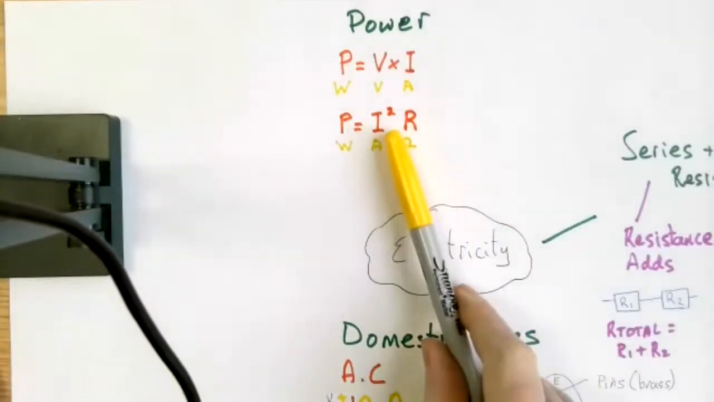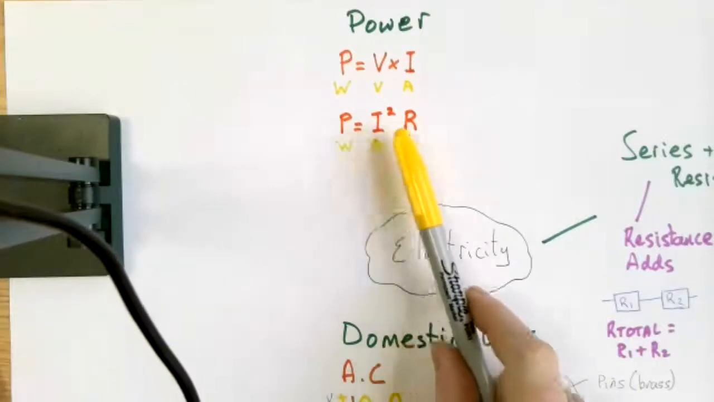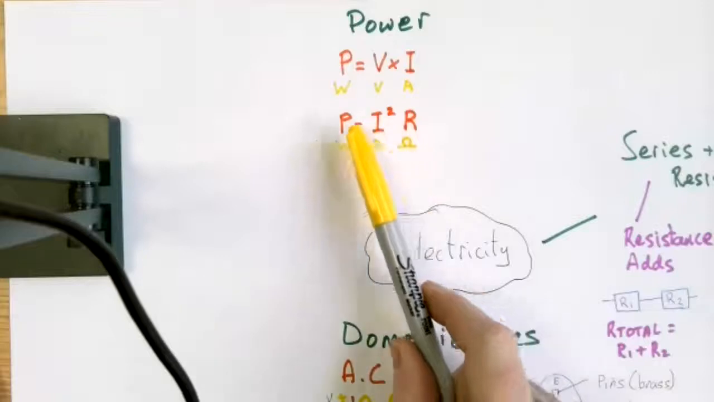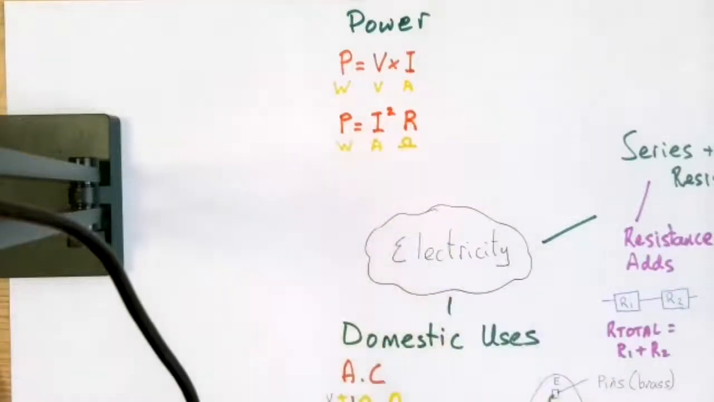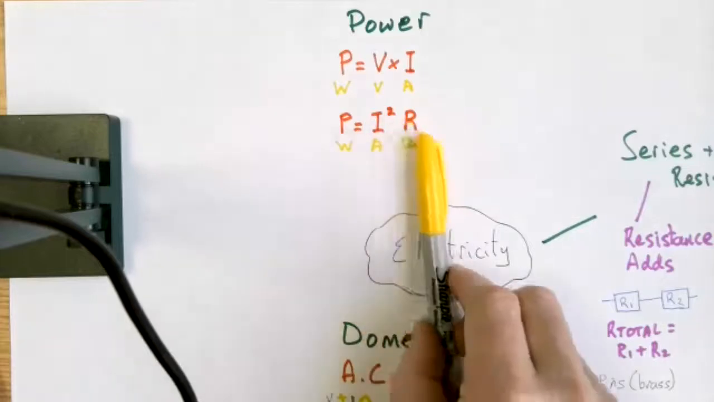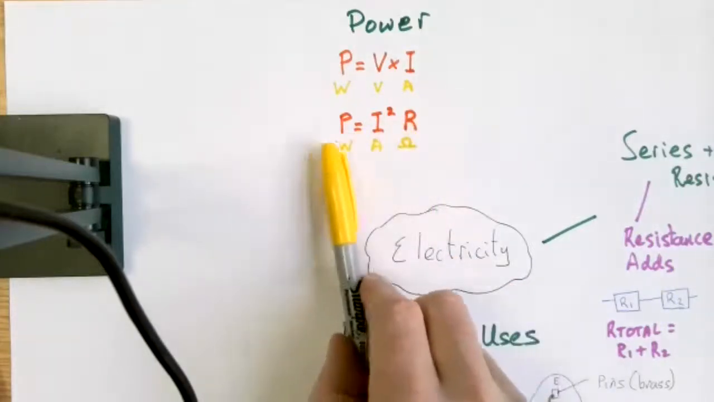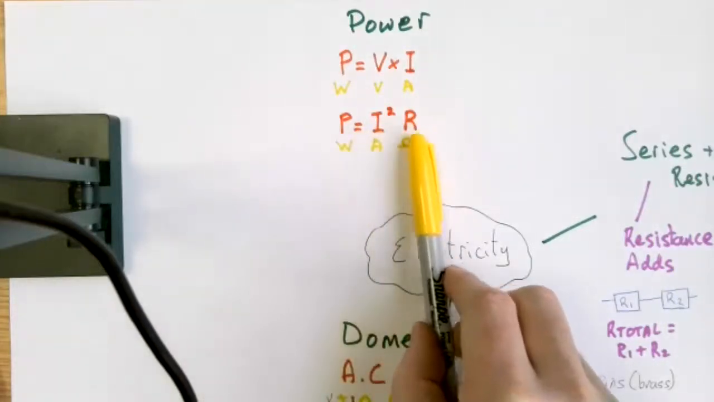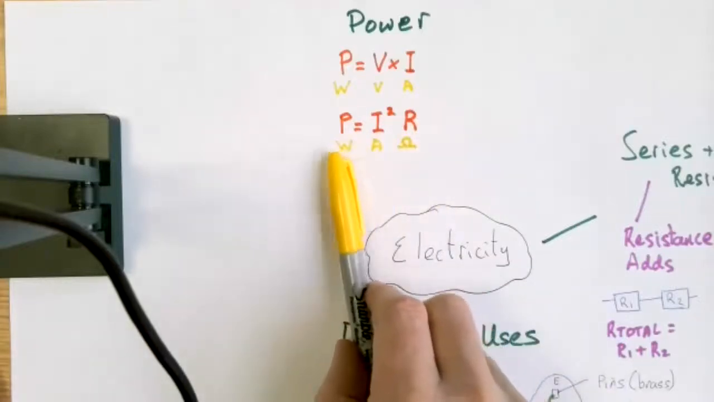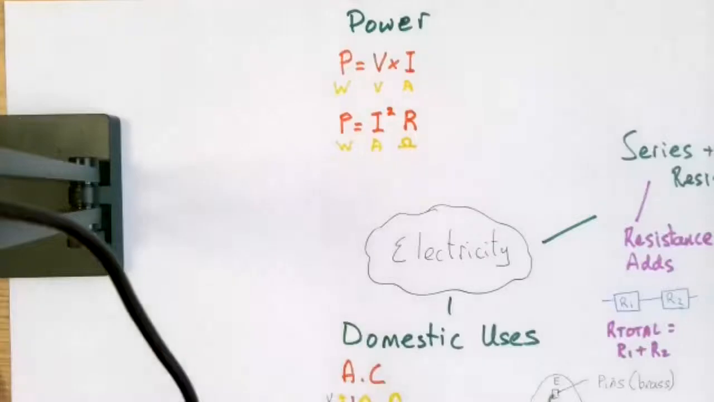The thing to remember with this one is the I is squared, so it'll be a good idea if you can do the rearrangement of this, which would be I is equal to the square root of P divided by R. Remember rearranging: if it's multiplied on one side, it'll be divided on the other. So this is I squared multiplied by R, so on the other side the R would be divided. So it'll be P divided by R equals I squared.